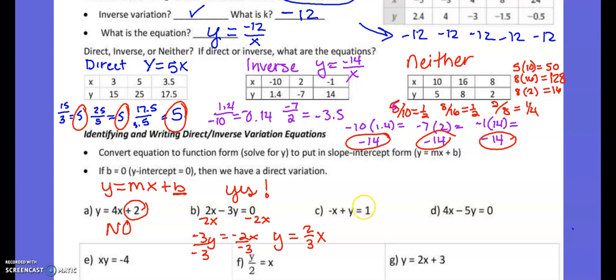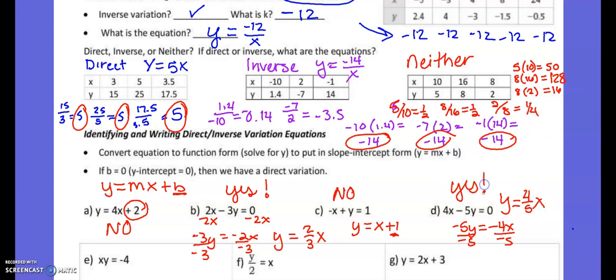My next one, I'm going to solve for y, and I end up with y equals x plus a b. Would Medina please report to the front? This one is not a direct variation because I have a b. Going ahead to solve my last one, I've got negative 5y equals negative 4x. Divide by negative 5 on both sides, and I'll get y equals 4/5 x. This one is a direct variation equation.